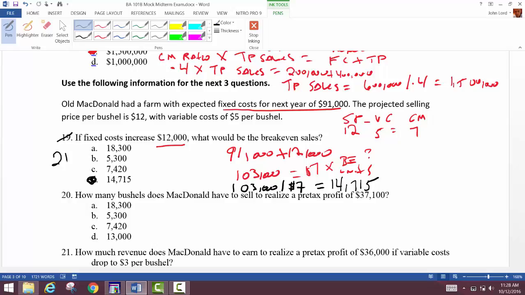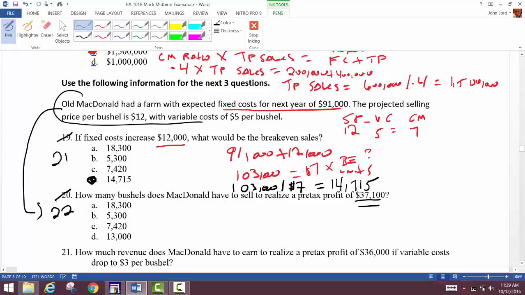Okay, so what if I want a pre-tax profit of 37,100? Now this one might have messed you up if you didn't realize, and you could have asked me while we were still sitting here. If you run into a problem like this, and you don't know which set of facts you should be using, come up and ask me whether we are still leveraging off the same set of facts. In fact, I think somebody did come up and ask me that. And yes, we're still using this set of facts.